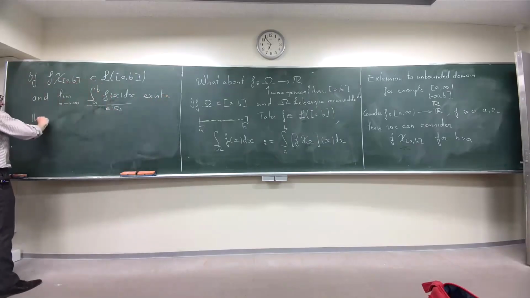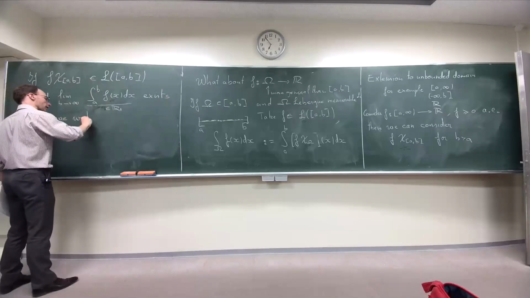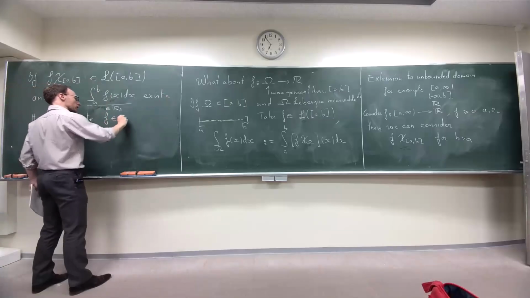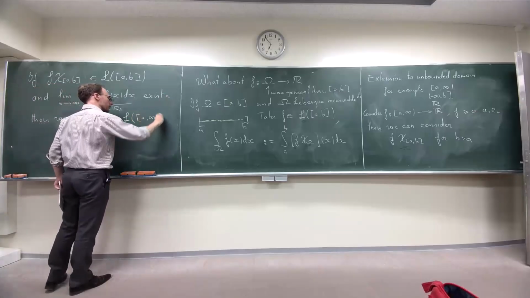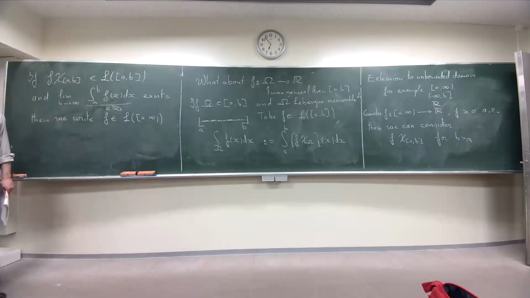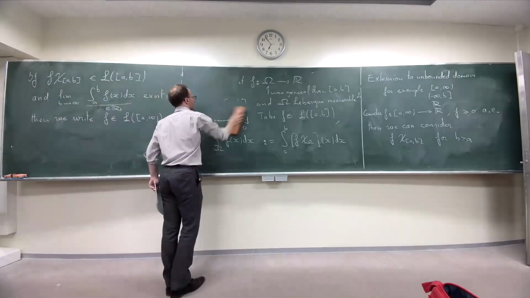Then we write f belongs to L of A infinity. That's quite natural. But this is for a positive function. What about a function with no specific sign? You define the positive part and the negative part, and you ask it twice.